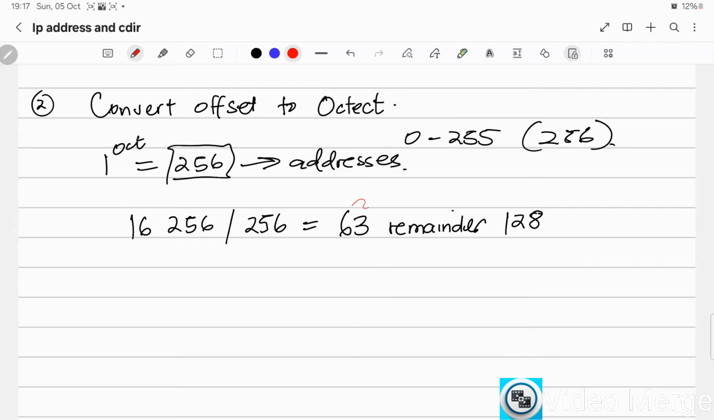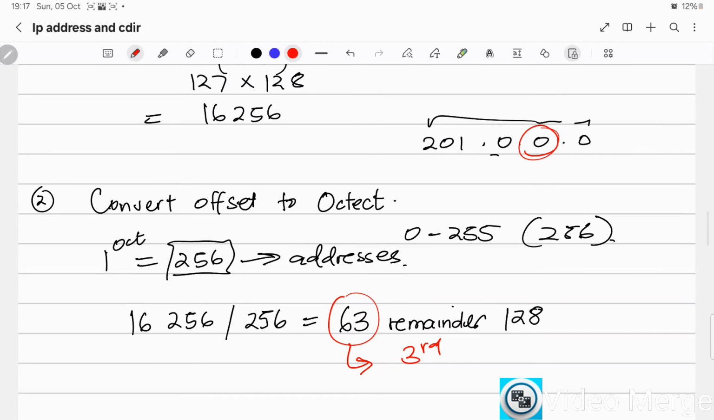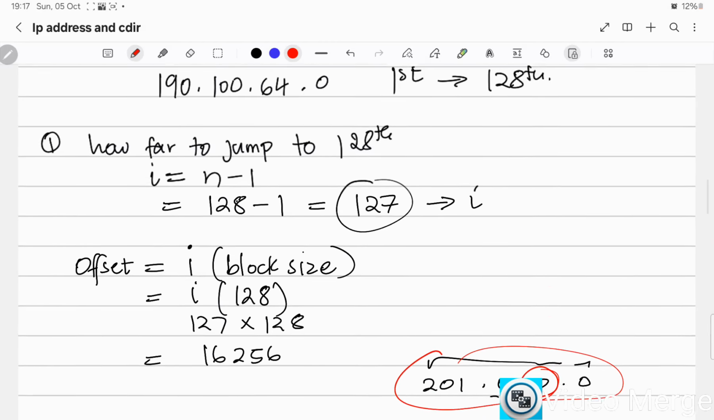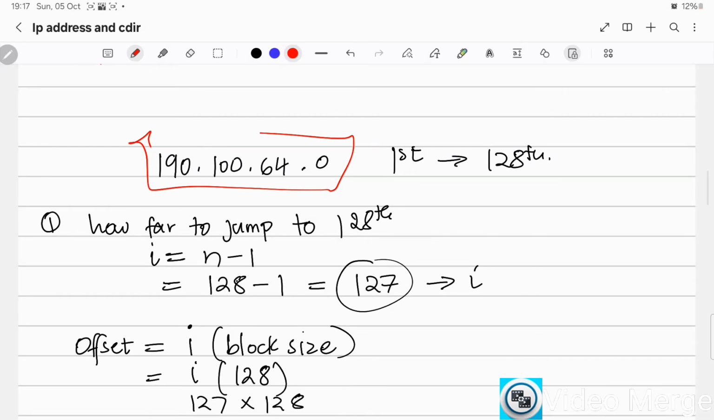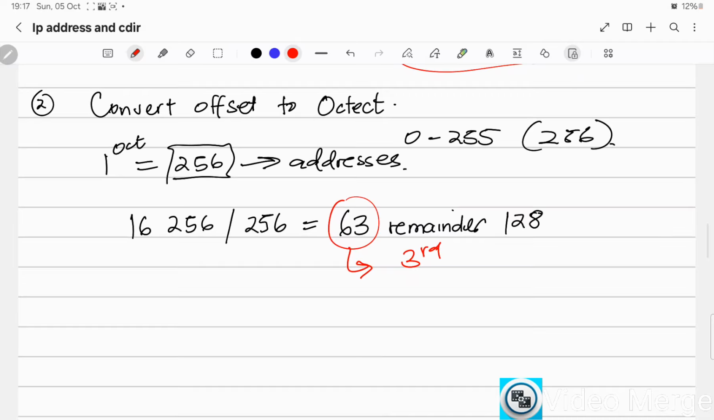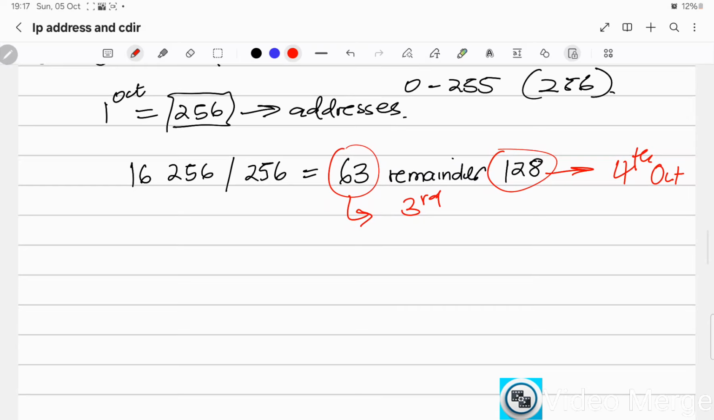The value that we got, this 63, is going to increment our third octet. Here is this third octet. But this was just an example. In this instance, we are focusing on this one. It's going to increment that one. Then this remainder is going to set our fourth octet. Sorry, my pronunciation sounds really bad. Our fourth octet.